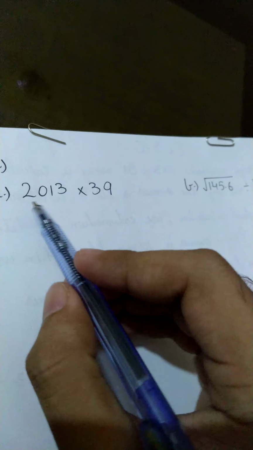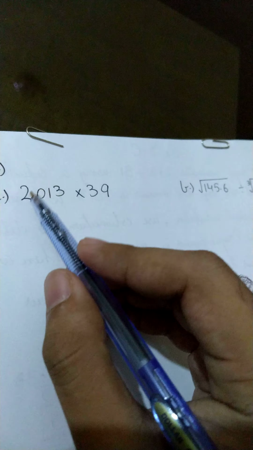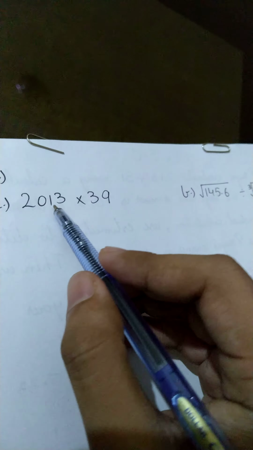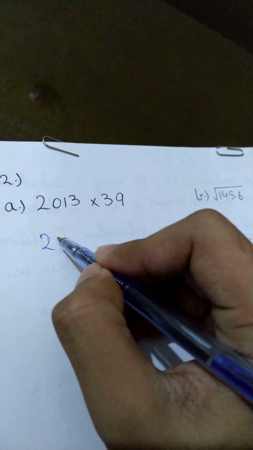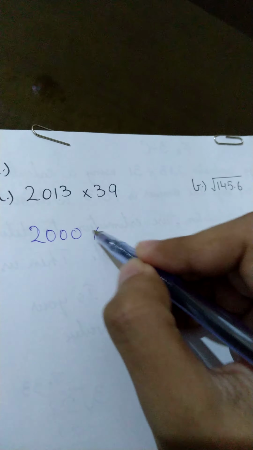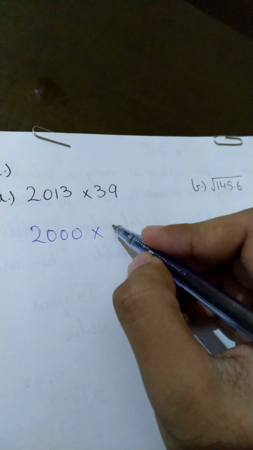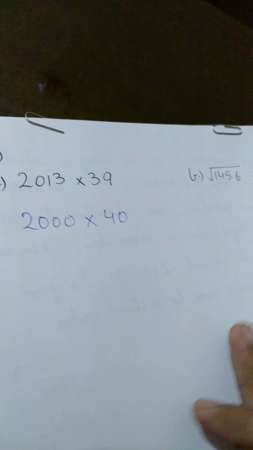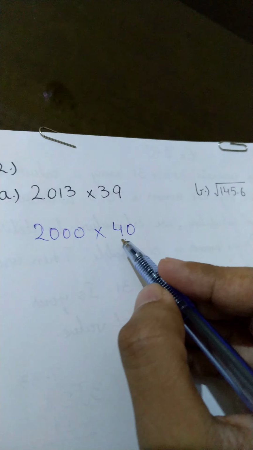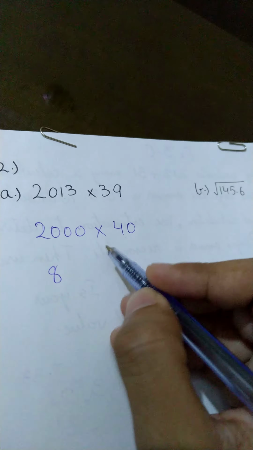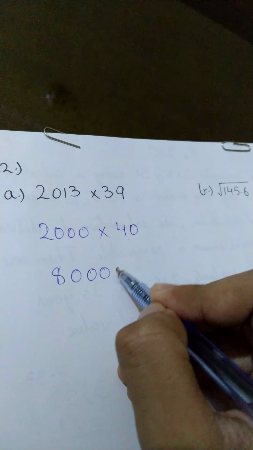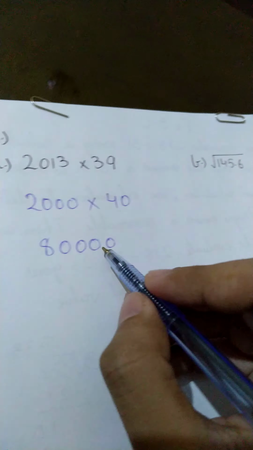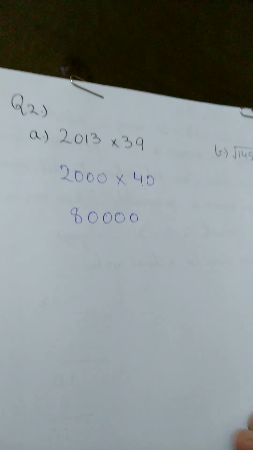So 2013 and 39 are multiplied. If I round off 2013 to the nearest 1000, you can see these two numbers are less than 5, so I can simply ignore them and the number would be 2000. Multiplied by 39, which is very close to 40, so I can simply round it off to 40. If I multiply them, 4 times 2 is 8, and then 4 zeros. So 80,000 was my answer for estimation.